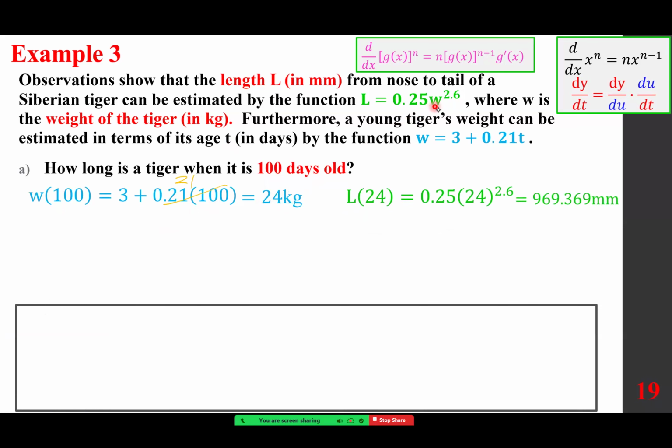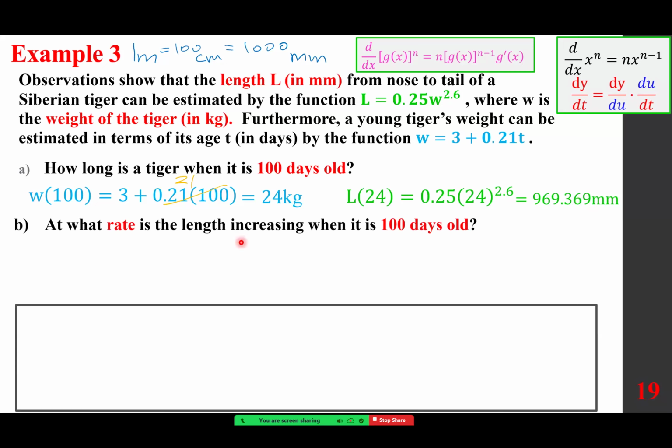And it results in 969.369 millimeters. So this thing was an elementary algebra in essence. Now, what I want to remind you of is that in the metric system, one meter is 100 centimeters or 1,000 millimeters, meaning this is almost 1 meter, or at least it's very close.